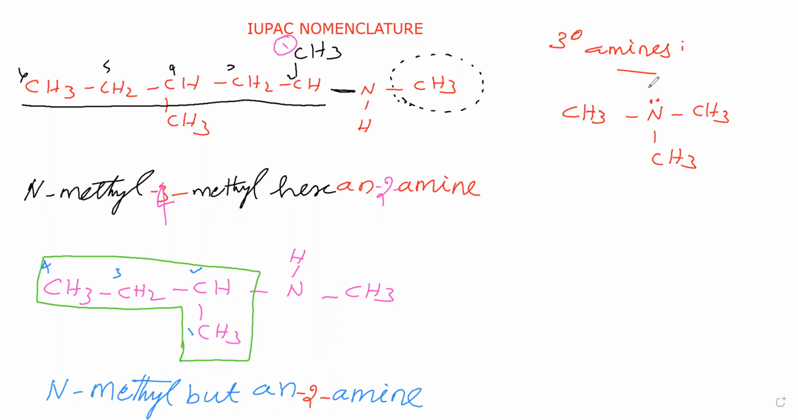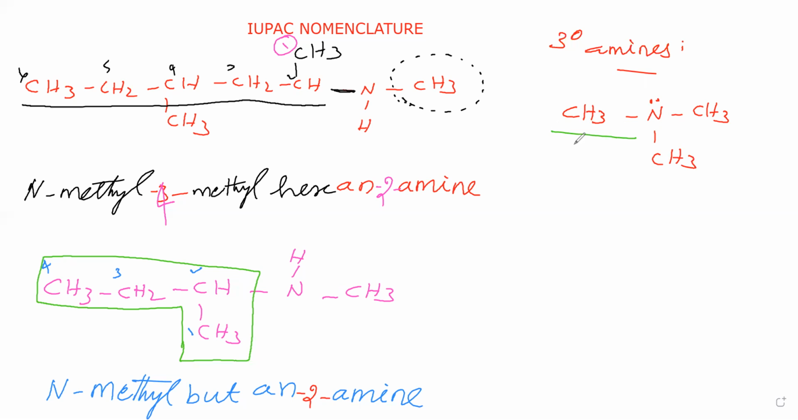For this we will select one as a parent. How do you say this is a tertiary amine? This N does not have hydrogens. This N is directly attached to alkyl carbons. How many alkyl carbons? 3. Therefore it is a tertiary amine. Here the group need not always be alkyl, but it should not be hydrogen.